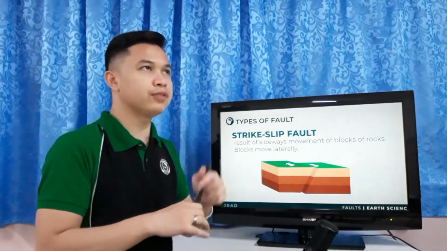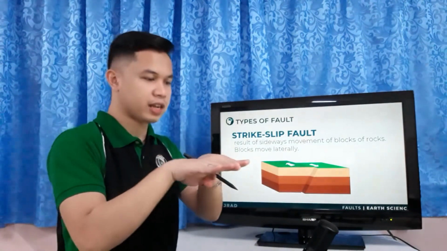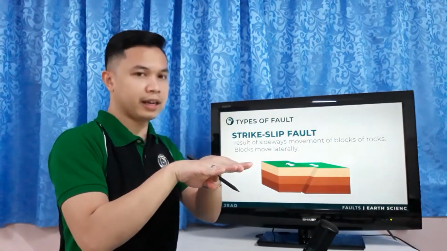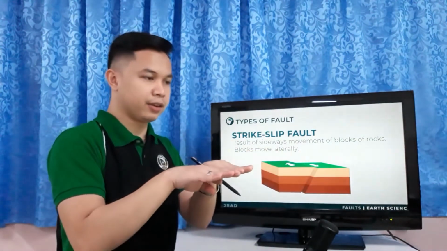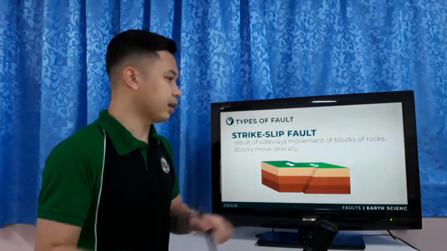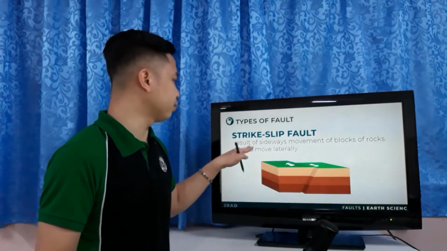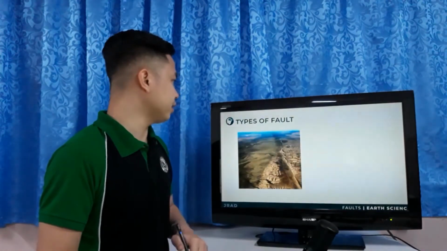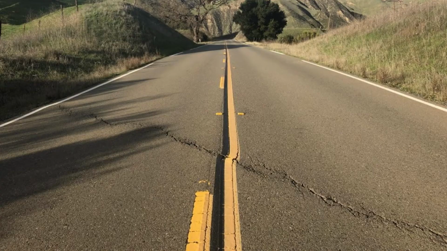Yung pag-move ng tectonic plates, hindi na siya parallel. It is considered laterally, no? Nagsa-slide na silang dalawa. Regardless what direction they are moving, pero ang movement nila ay lateral. This is an example of a strike-slip fault in San Andreas Fault.